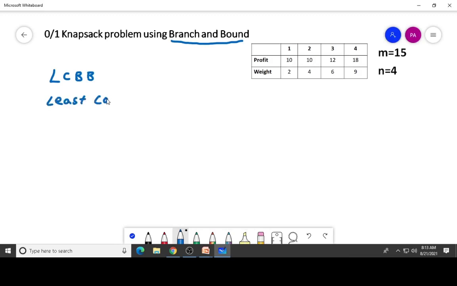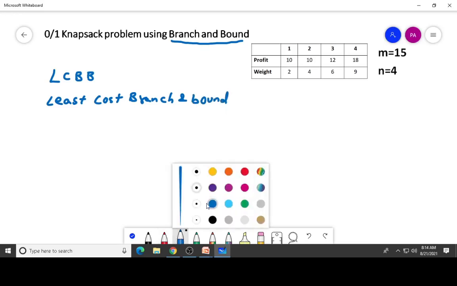Least cost branch and bound. Branch and bound. Okay, I will reduce the size.